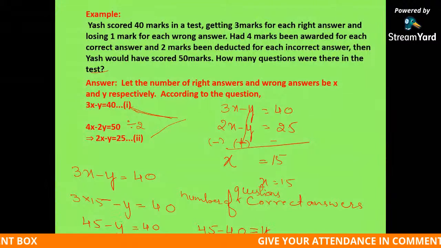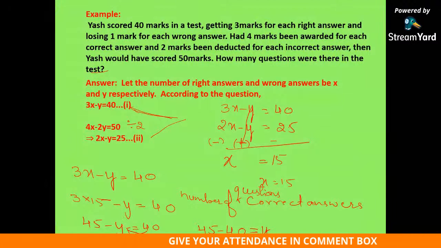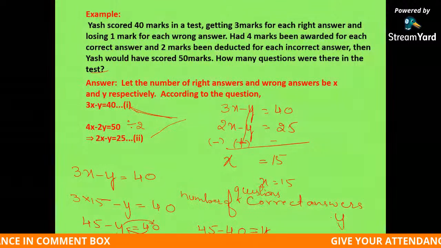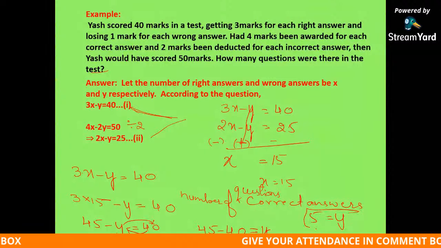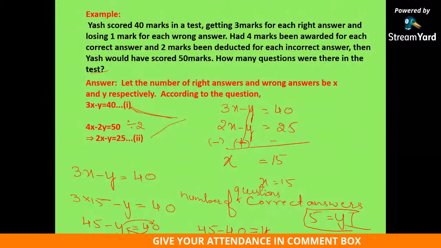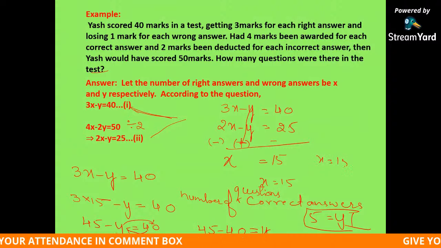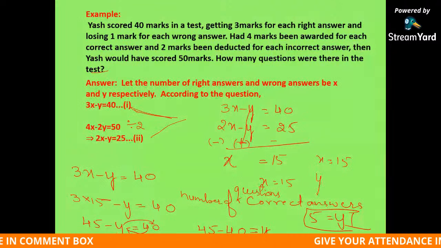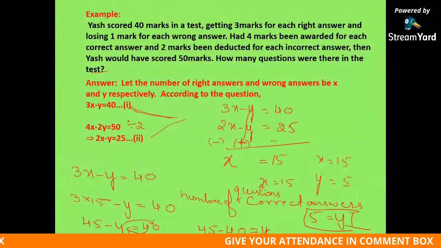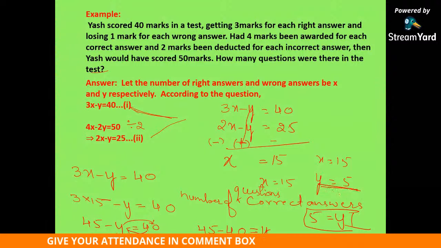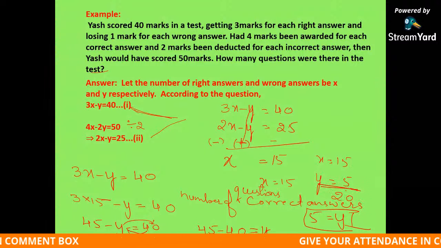Here we are doing the transposition of y and 40. We will get y is equal to 5. Here number of questions that are answered correctly are 15, and number of questions which have done wrong is 5. Altogether, totally how many questions were there in the question paper? 20 questions were there.